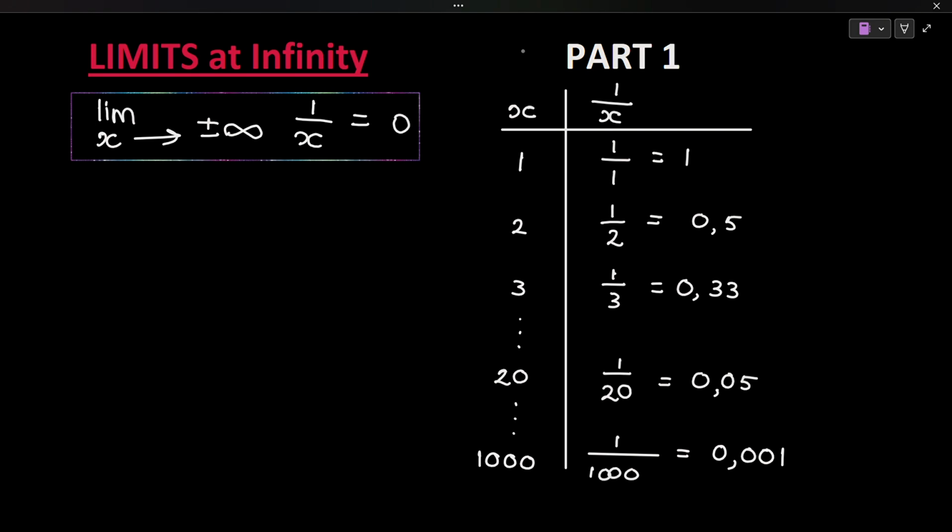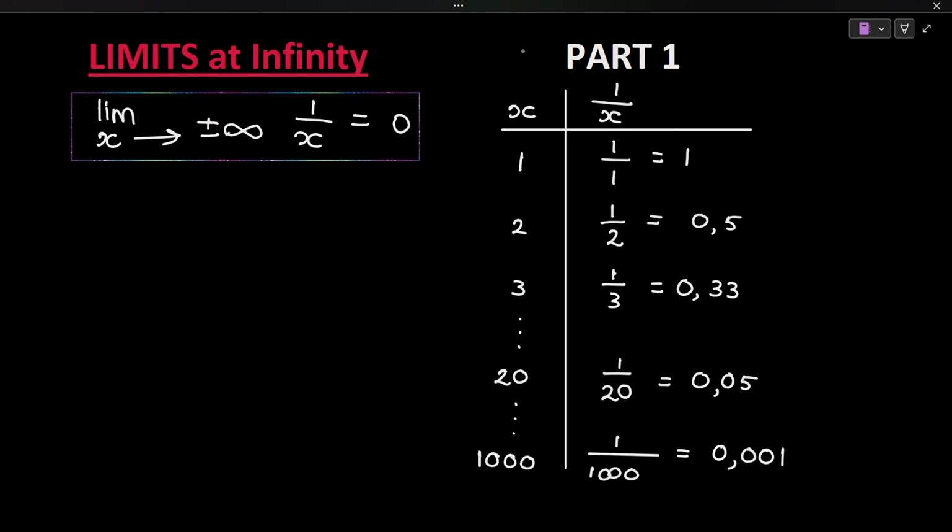Now, let's identify a pattern. On the left-hand side, we substituted x values that were increasing each time. And notice what's happening on the right-hand side with 1 over x. As those x values got bigger, the values of 1 over x decreased each time, where eventually they are getting closer and closer to 0. So this tells us that whatever value we substitute for x in 1 over x, as long as that value gets bigger, the value of 1 over x itself will get smaller where it approaches 0.